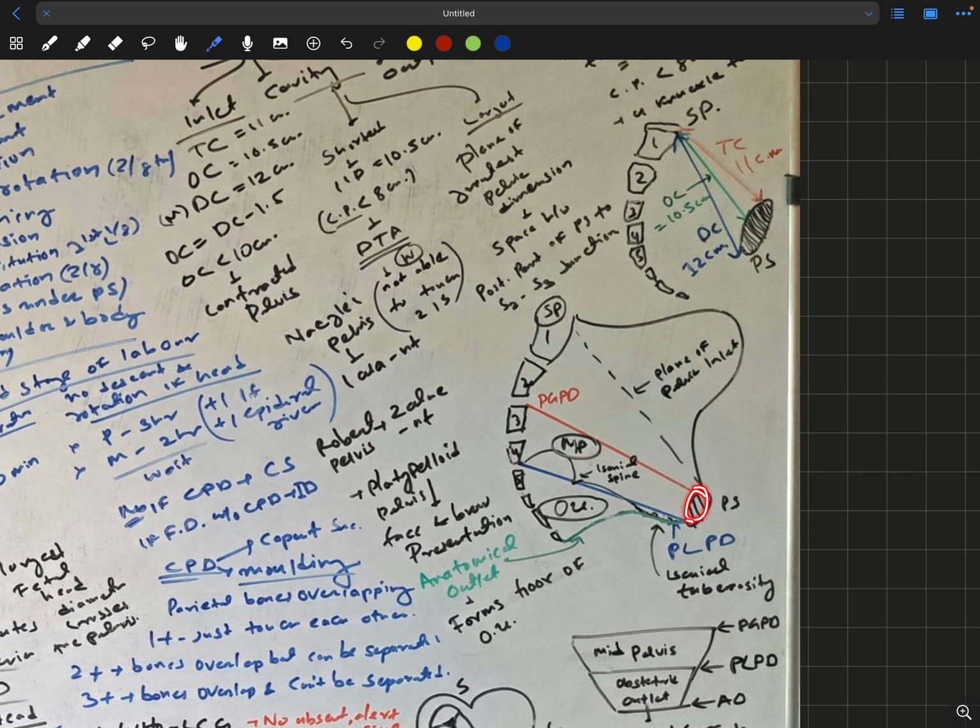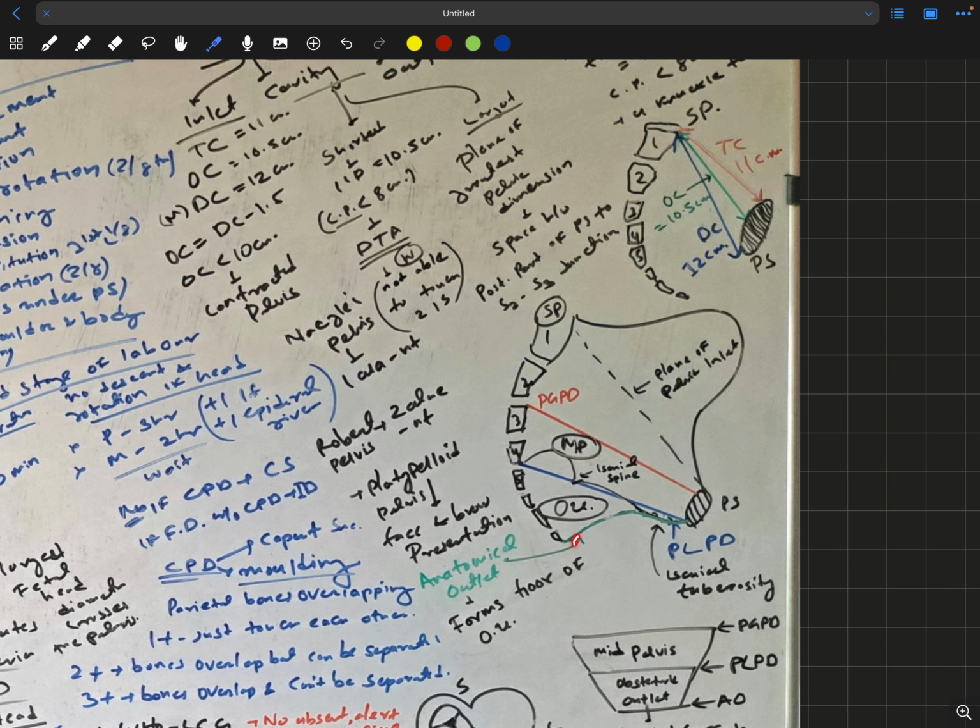After that, we have the pelvic symphysis. If we start from the lower border of the pelvic symphysis, cross the ischial spines on both sides and go up to the S4-S5 junction, that plane is called the plane of least pelvic dimension.